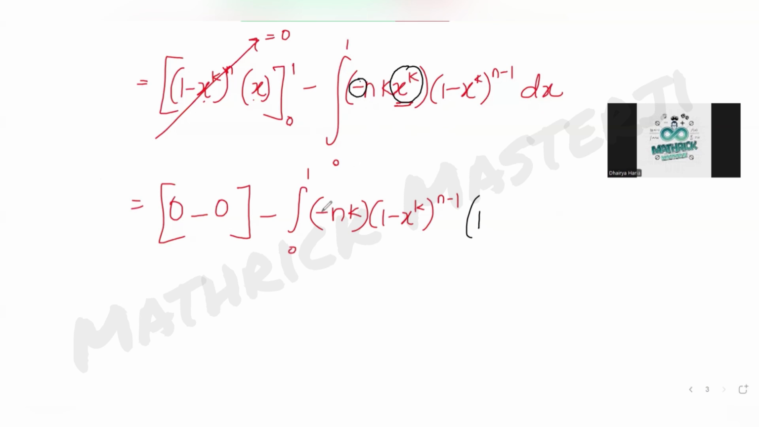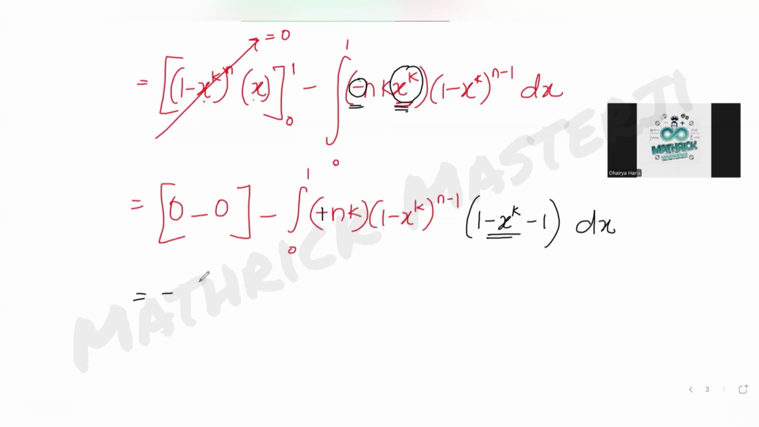So this minus, I'm not using it here, so I'll just make it plus. And this minus x raised to k, which was there, I'm just writing it in this form: minus x raised to k, which was there, I'm writing it with 1. So if I have added 1, I should subtract 1 also to make the math equal.